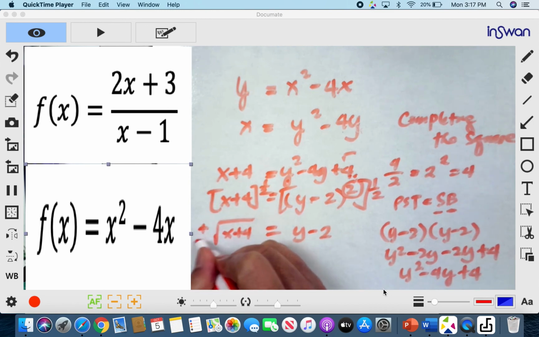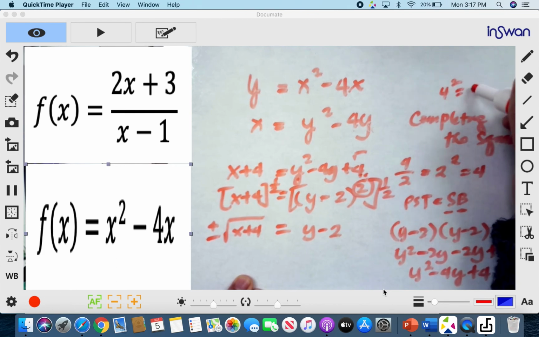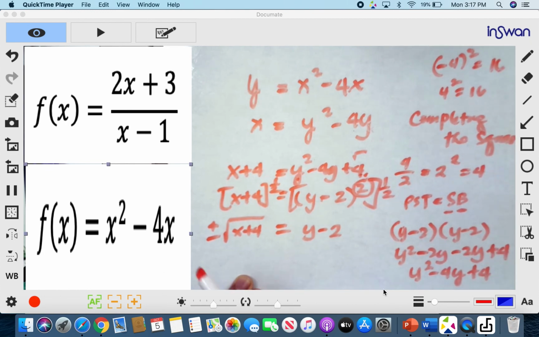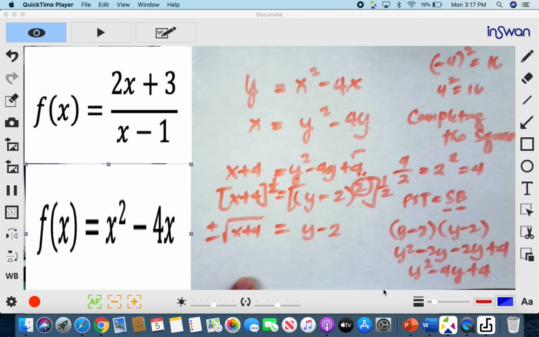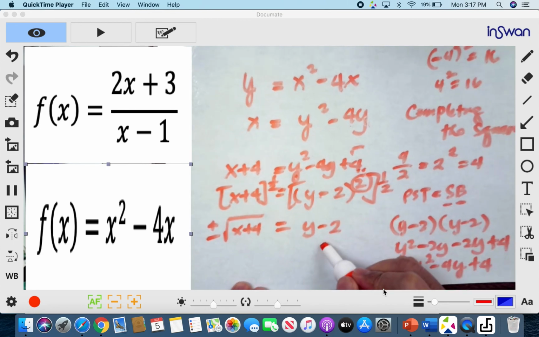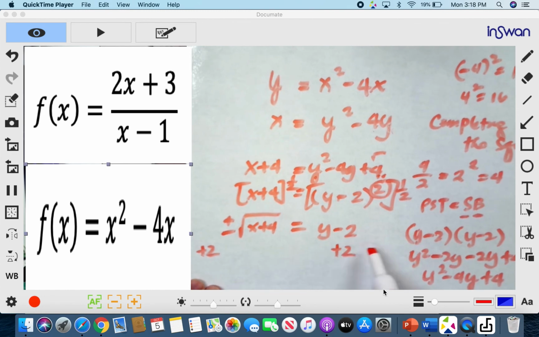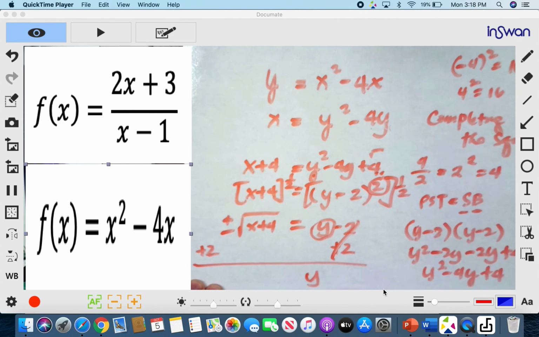But you see, you have to take the positive and the negative of that, because 4 squared is 16, and negative 4 squared is also 16. So therefore, if you take the square root of this, you'll have positive and negative, because you're taking the square root. Now after that, we can isolate the 2 by adding it on both sides of the equation. We can isolate y. So this is cancelled. So therefore, you have y equals 2 plus and minus the square root of x plus 4.